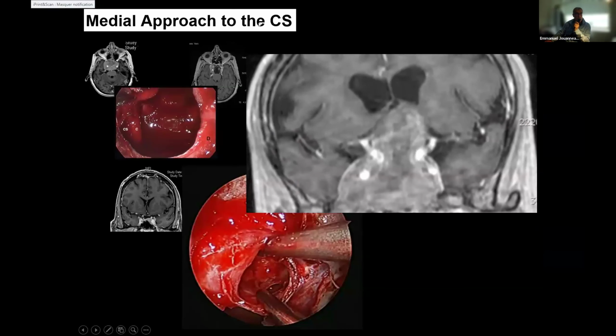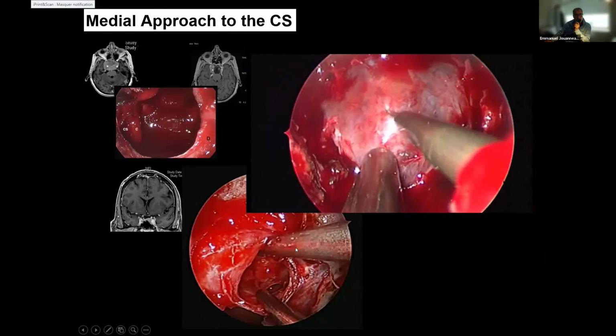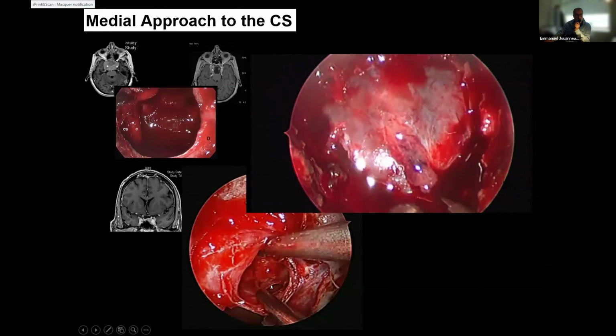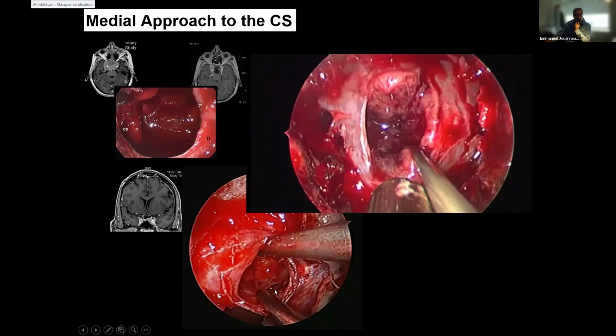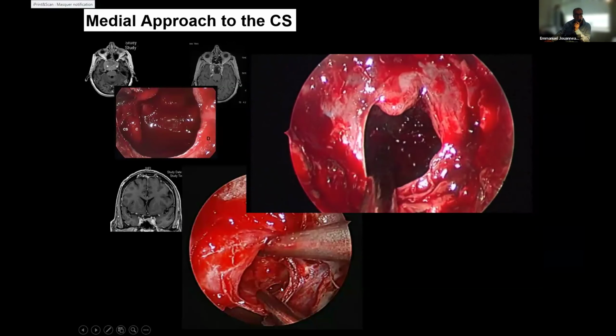So the medial approach to the cavernous sinus, I already talked about that. You are inside the pituitary fossa. The tumor makes its own way to the cavernous sinus. There is a hole, like in this case, in the medial wall of the cavernous sinus.